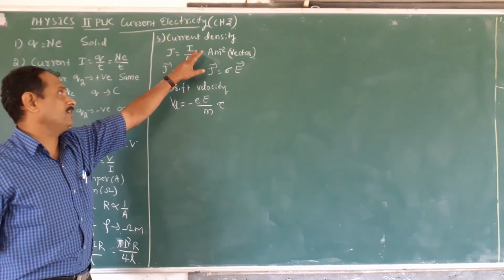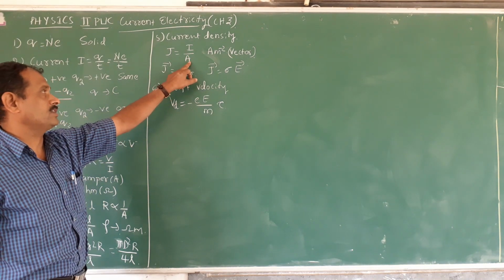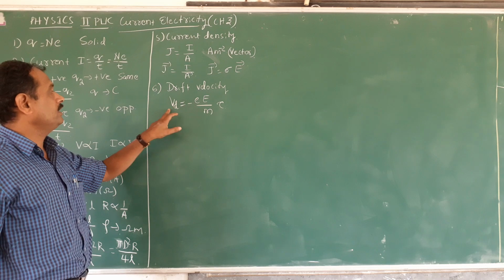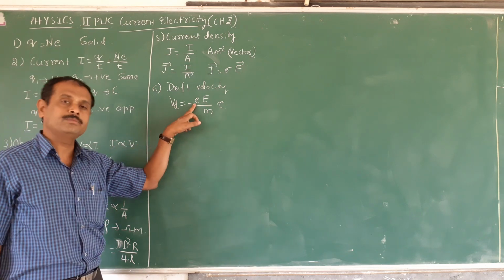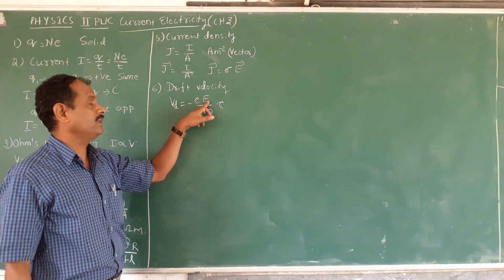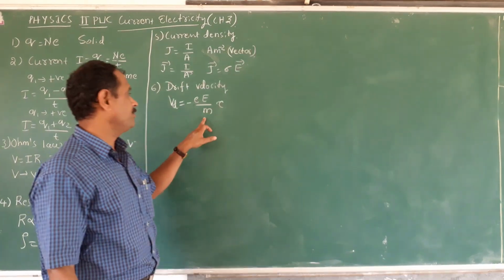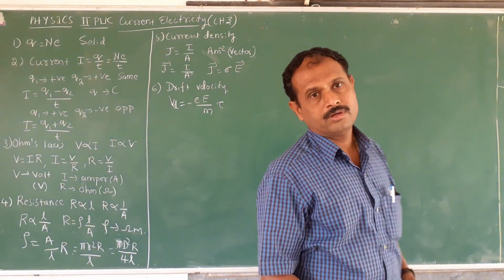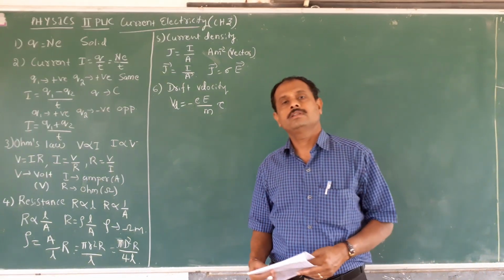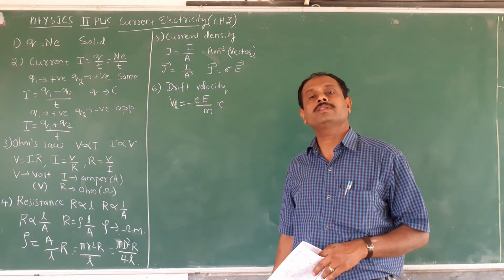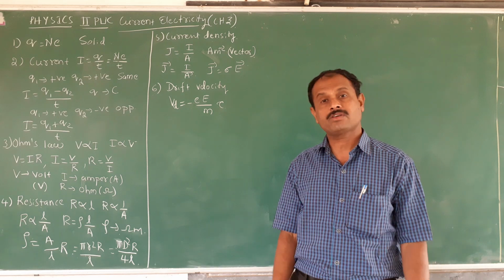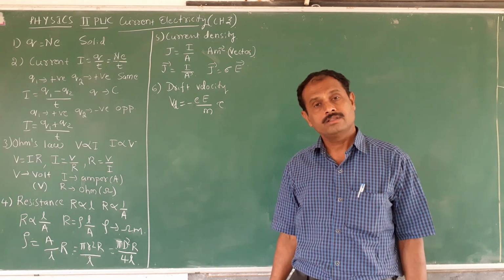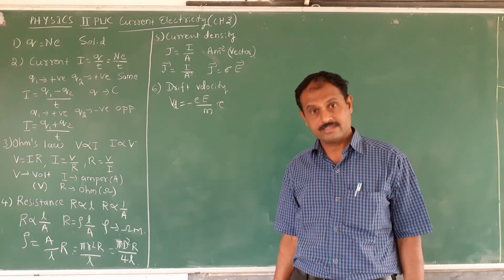Here I is the current flowing through the conductor, A is the cross-section area of the conductor. Now here Vd is the drift velocity, e is the charge of the electron, capital E is the electric field, m is the mass of the electron, tau is the relaxation time. What is relaxation time? The average time interval between two successive collisions of the electrons inside the conductor. This is called relaxation time.